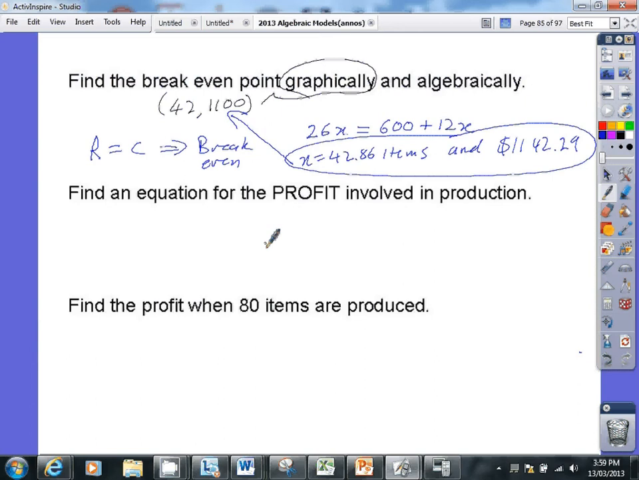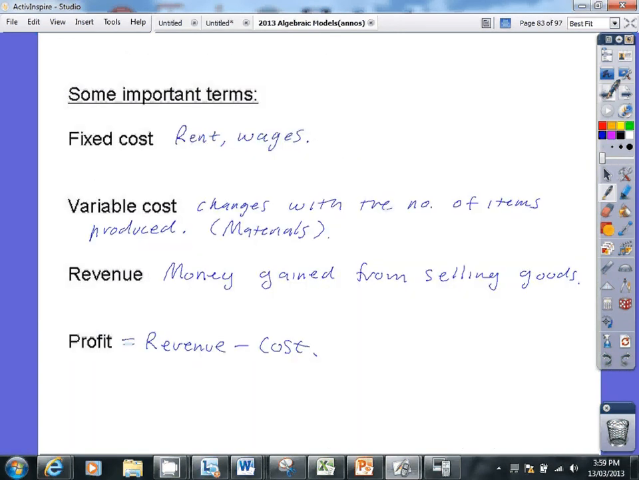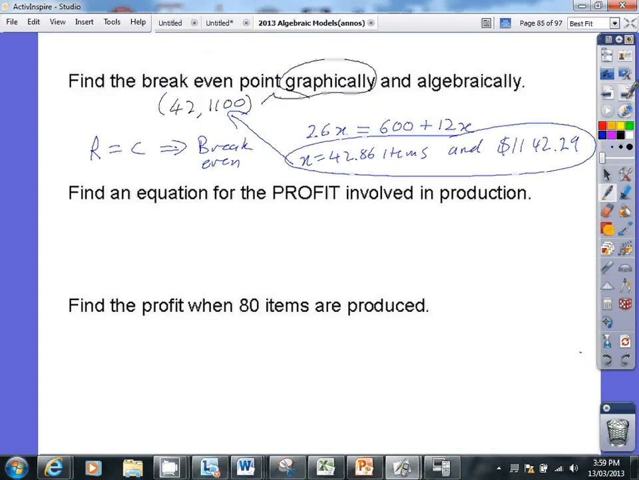Not too far off. Okay, find an equation for the profit involved in production. So we said before, profit equals revenue minus cost. Profit, P for profit, equals R for revenue minus C for cost. So we need to put our revenue and cost equations into this. So revenue is 26x minus cost, which is 600 plus 12x.